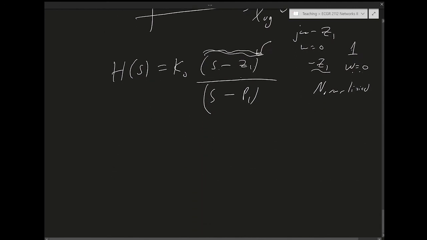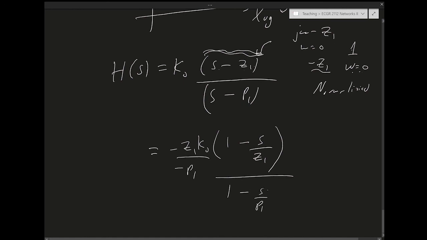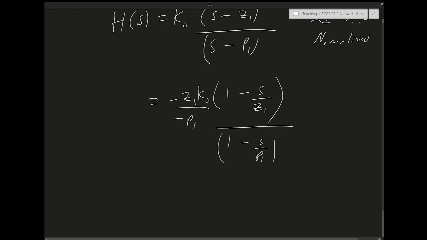So one thing we could do is take the minus z1 out, so this becomes minus z1 times 1 minus s over z1, k0, something like that. And then I can take the minus p1 out, so this becomes divided by p1 times 1 minus s over p1, right? This is the normalized form. And now this is a new constant.